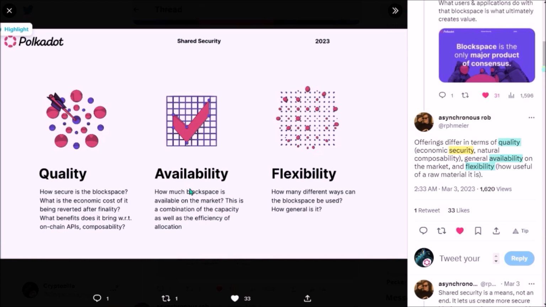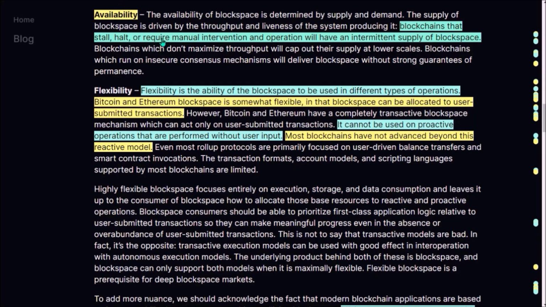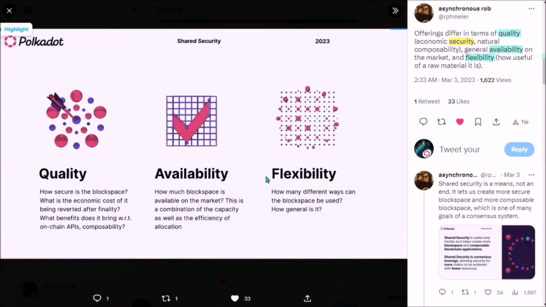If parathreads came to your mind now, you got it right. On the contrary, blockchains that are halted from time to time or need manual interventions to keep operating, these blockchains will produce low availability Blockspace because the supply of such Blockspace will be intermittent and thus unreliable. The third characteristic is flexibility. Flexibility means the Blockspace can be used for many different types of operations.